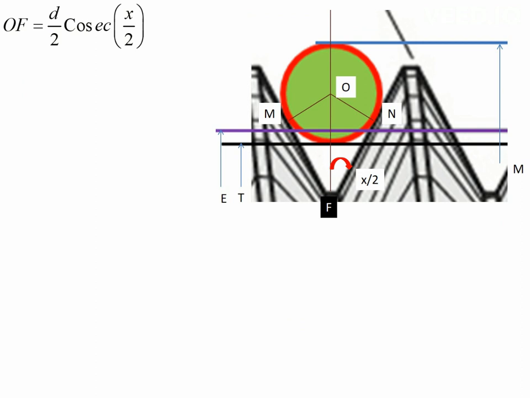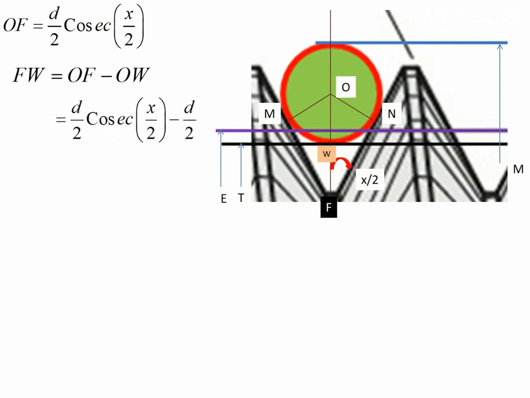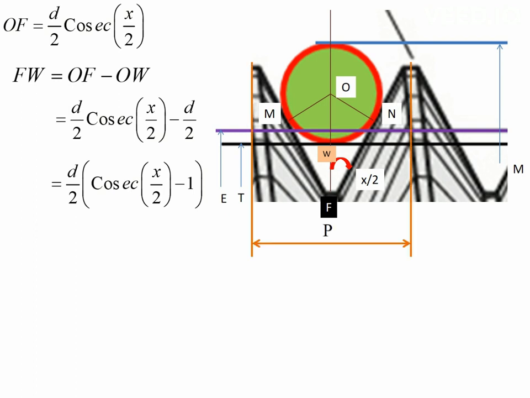Let us consider the bottom of the wire as W. Then FW will be equal to OF minus OW. From the previous triangle we determined the OF value. Substituting the OF value, D by 2 cosecant of x by 2, FW becomes D by 2 cosecant of x by 2 minus D by 2. Taking D by 2 common, FW equal to D by 2 into cosecant of x by 2 minus 1.